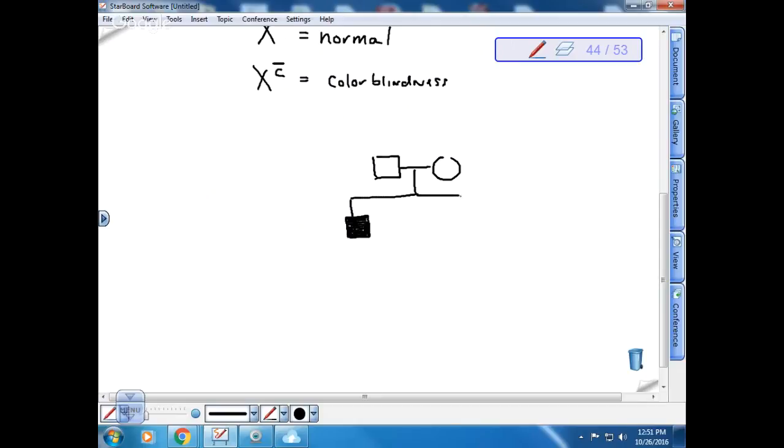Okay. And then we could have a child without it. And then they could have, let's say, a girl with it. So this one's got to be it too. So I'm just going to show you how it could theoretically also be found in females.